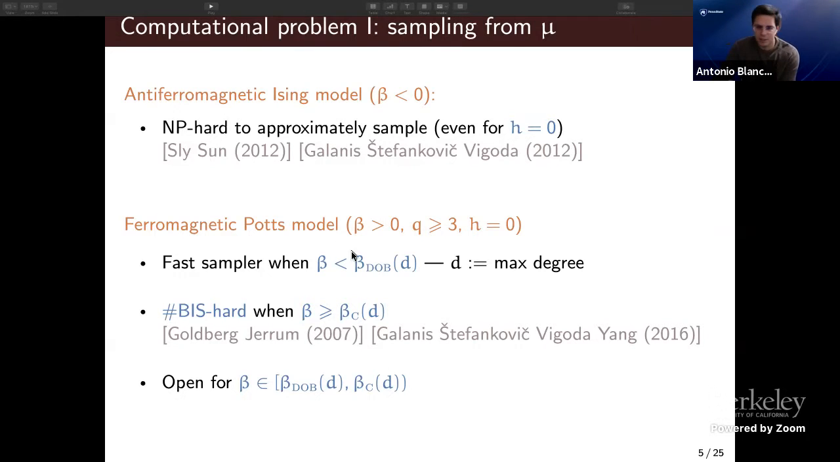We know that there is a fast sampler when beta is below some constant, the so-called Dobrushin uniqueness constant, which is a function of the maximum degree of the graph. But we also know that above a certain threshold the problem becomes hard. So it's hard to generate samples for beta above a certain threshold. In the window between the Dobrushin uniqueness and the order-disorder phase transition, which is the big critical point, we have some conjectures and some algorithms for special cases, but it's in general an open question.